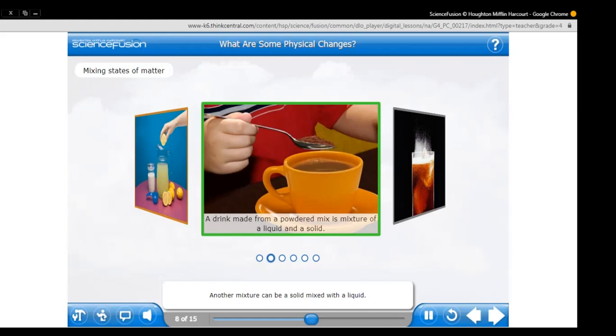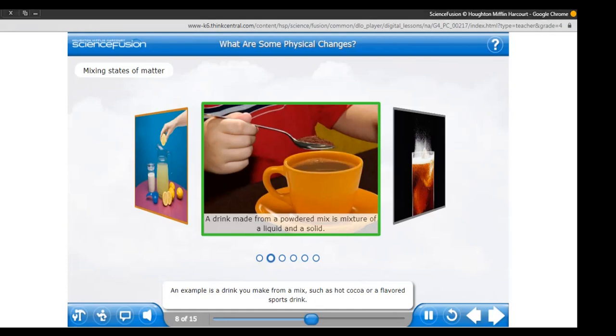Another mixture can be a solid mixed with a liquid. An example is a drink you make from a mix, such as hot cocoa or a flavored sports drink.